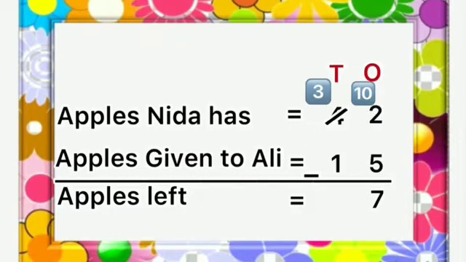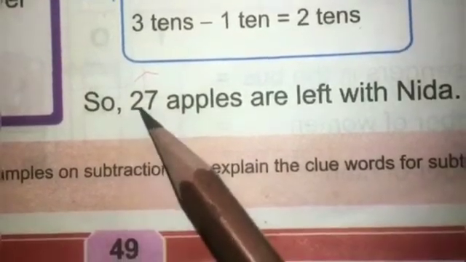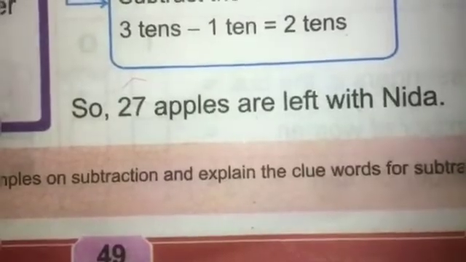In step 2, subtract the tens. 3 tens minus 1 ten is equal to 2 tens. So 27 apples are left with Nida.